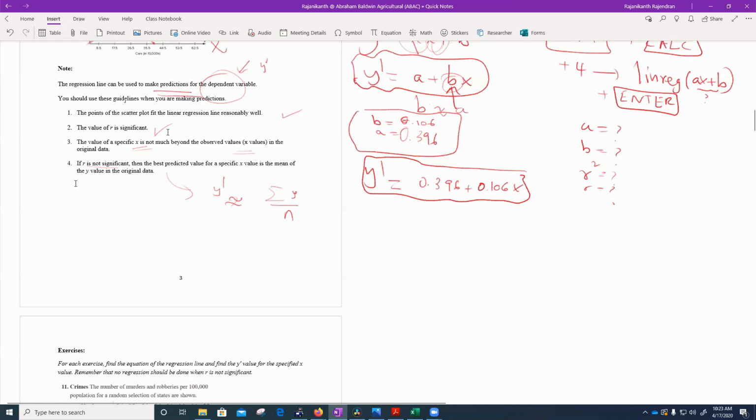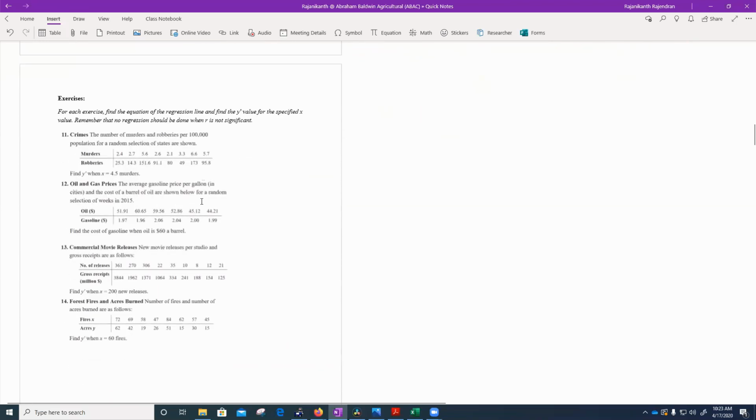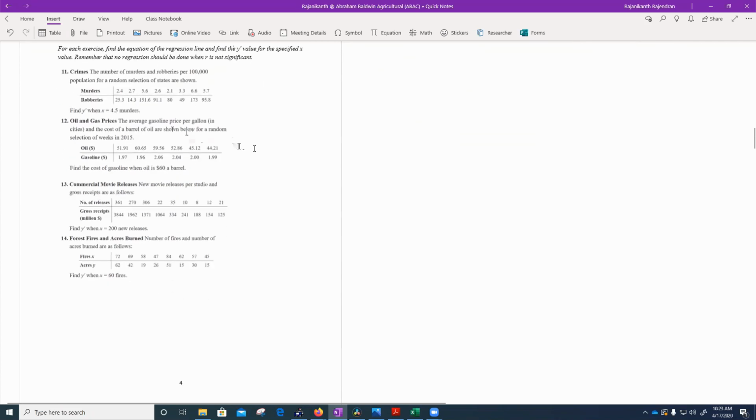Okay, so let me do some problems from this exercise. For each exercise, find the equation of the regression line, the best fitting line. So we are going to predict y prime. That means you need to find out a and b, right? Let's do one of these problems. Which one do you want? Could you pick one problem from 11 to 14? Can we do 14? 14, okay.